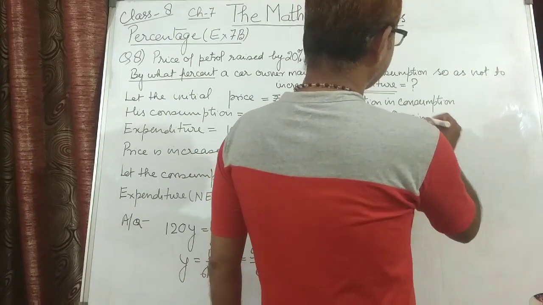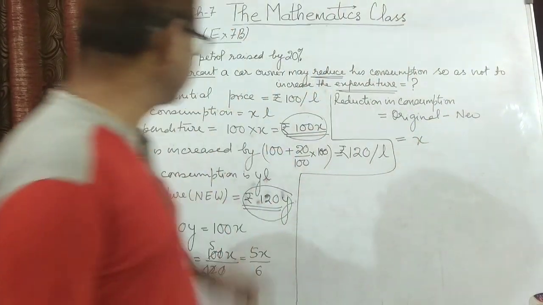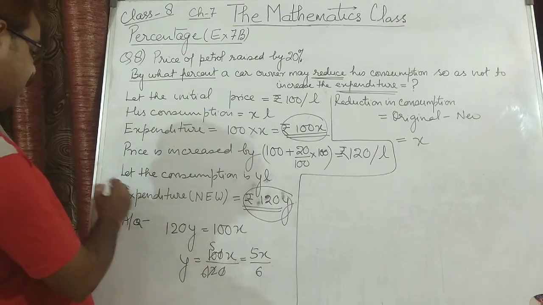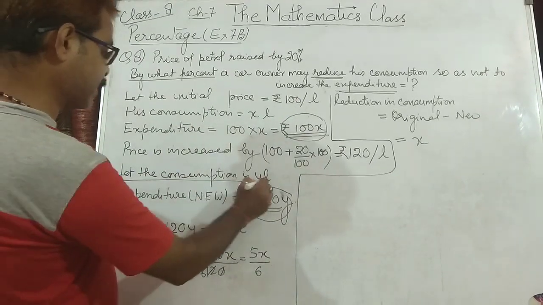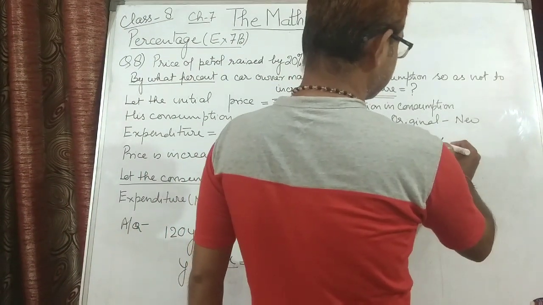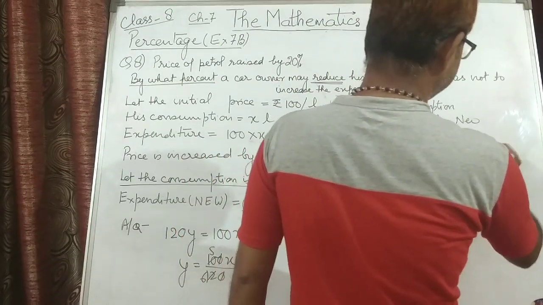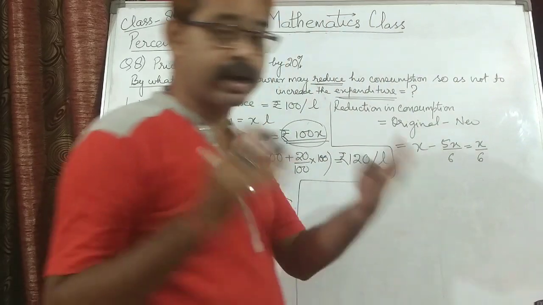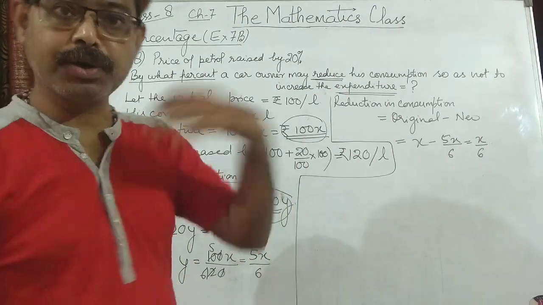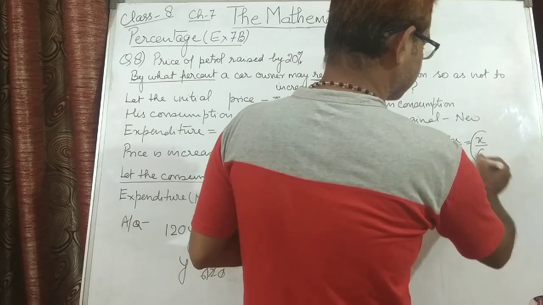Original minus new. Original was X. He was consuming X liters of petrol. But the new consumption, here we have written, is Y, so the new consumption is 5x upon 6. So X minus 5x upon 6, you take the LCM, it will be 6, 6x minus 5x. Finally it becomes x upon 6. Now this is the reduction or the change. In the previous video we discussed reduction, change or increase. So the reduction in consumption is x upon 6.